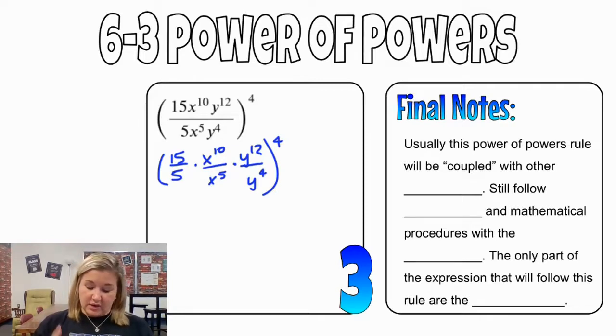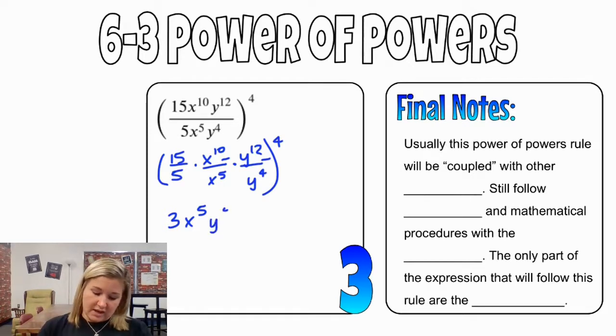So I'm going to go ahead and divide my coefficients. Those are the big numbers out front. So that is going to be a 3. And then remember, when I am dividing, I'm going to subtract my exponents. So I have 10 minus 5, which is x to the 5th power. And then I have y to the 12th, subtract, so 12 minus 4 is 8. So y to the 8th. And then all of that is raised to the 4th power.